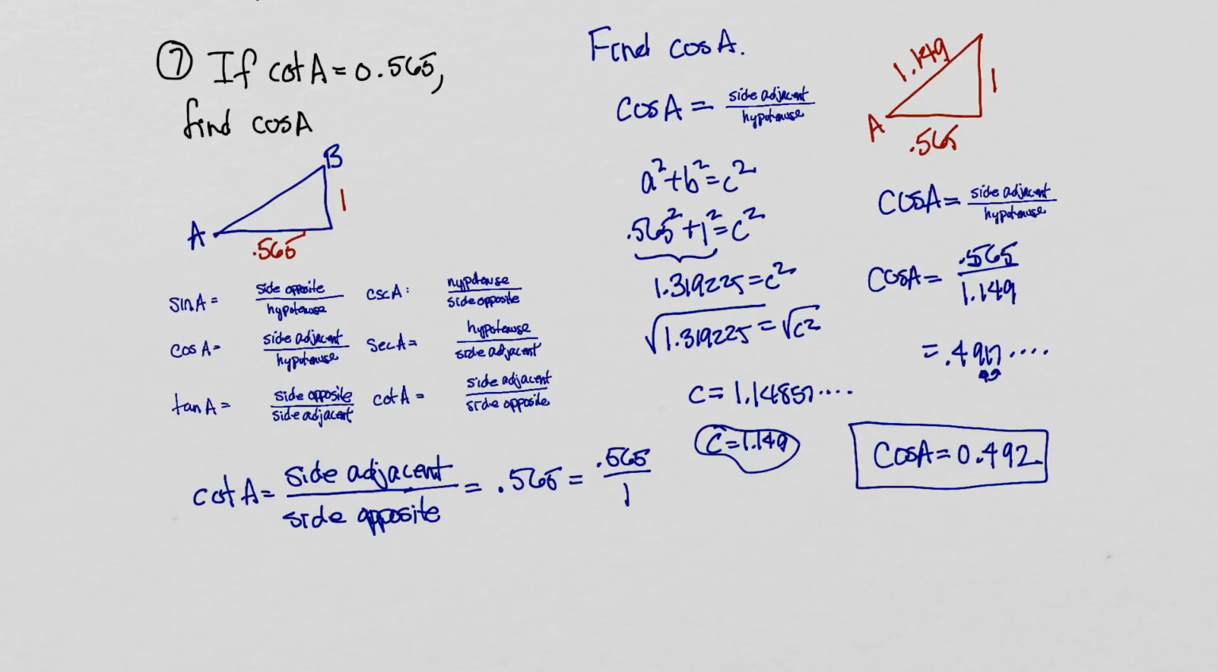Now, let's draw a triangle with what we have so far. So we have the cotangent of A is this over this, but we have to get the length of the hypotenuse. So once again, we're going to use the Pythagorean theorem. So we'll get a squared plus b squared is c squared. We know this because we know the sides.